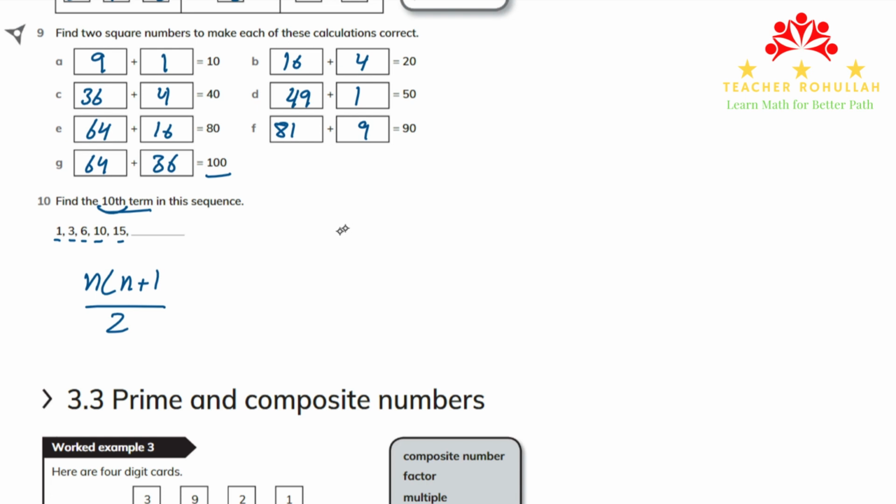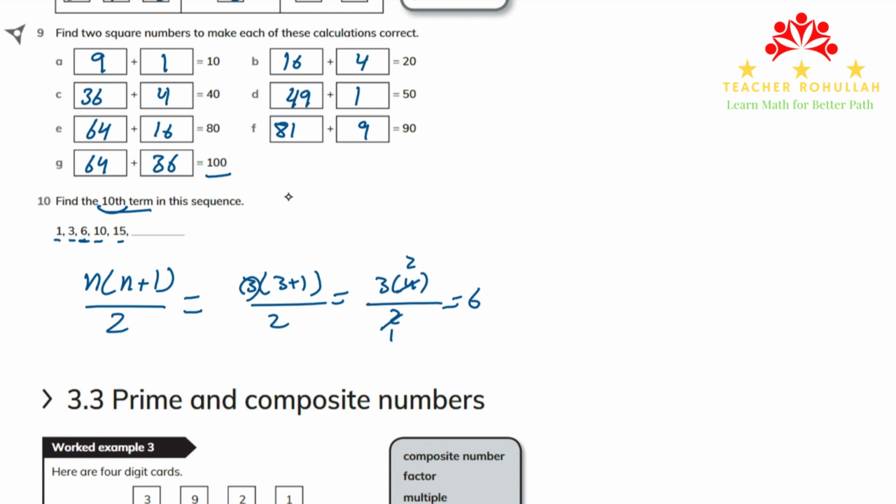So, for you to be sure if it is correct or not, I will try to find, for example, the third term first. So, to find the third term, we will write n is 3. So, we will write 3 times 3 plus 1 divided by 2. 3 times 4 divided by 2. 1 times 2 is 2, and 2 times 2 is 4. 2 times 3 is 6. See, the third term is 6, which we already have here.